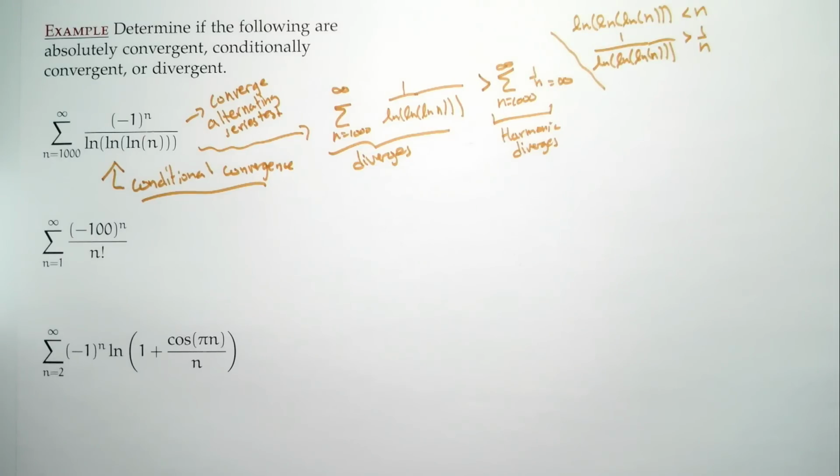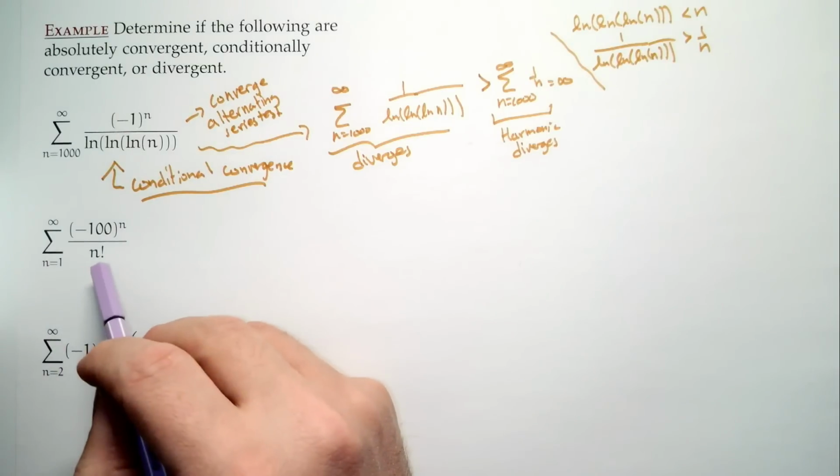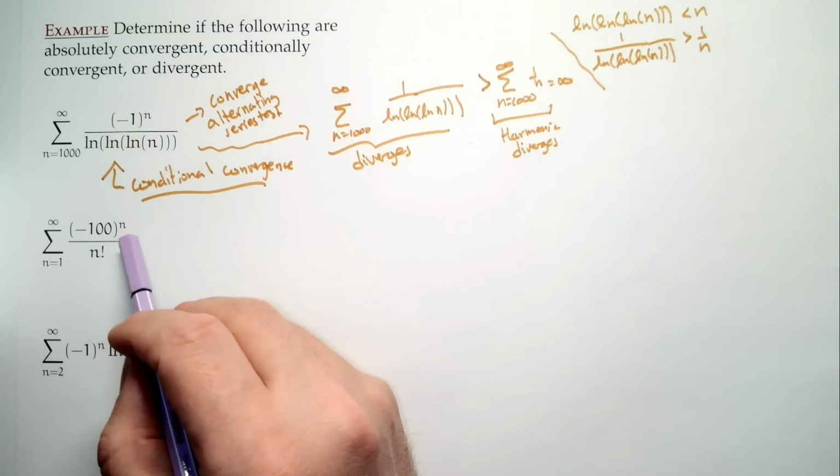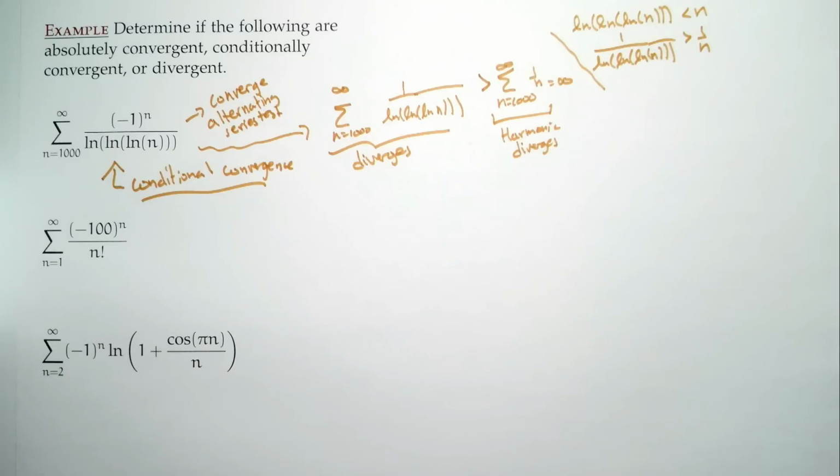And the answer is factorial is going to win. It's going to win like all the time. Factorial grows a lot bigger than exponential. It doesn't matter that it's 100. So the intuition says the denominator is a lot bigger than the numerator, and so we should expect it to converge.